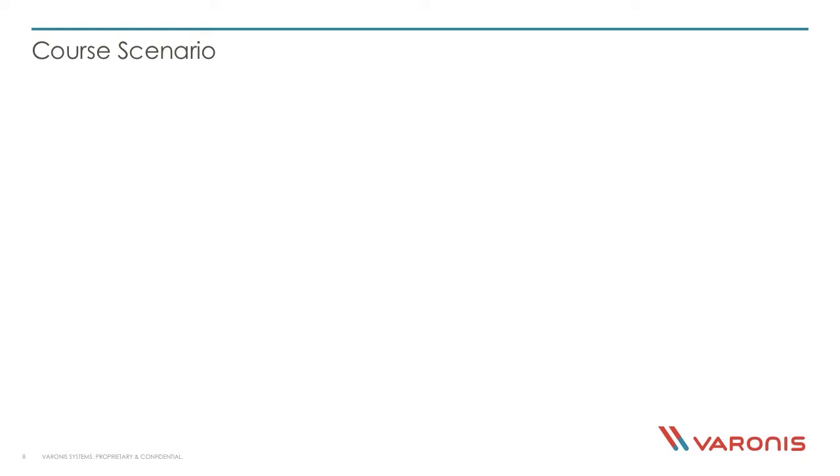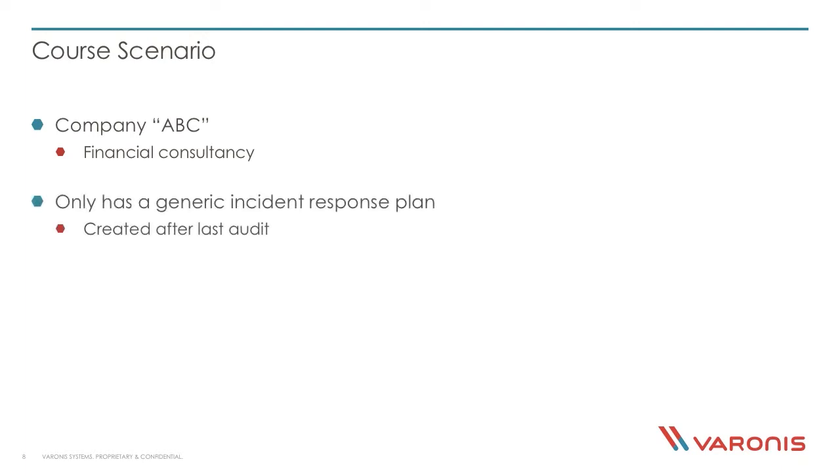So, to make this course more interactive, let's come up with a course scenario. Let's say the company ABC hired us to improve the performance of their security team by implementing a better process and plans. The company ABC provides financial advisory to its clients. This company currently has one generic incident response plan, which a security analyst created after the last audit. You know how it is. The auditors complained of the lack of a security plan, so the guy googled incident response plan, put the company logo, and that's it. We all have seen this before, right?